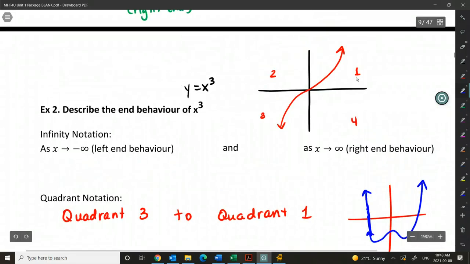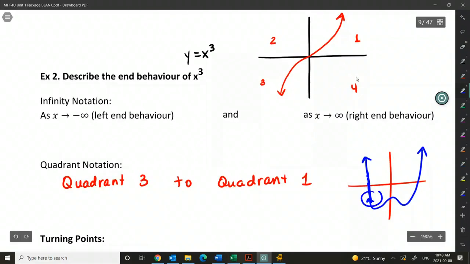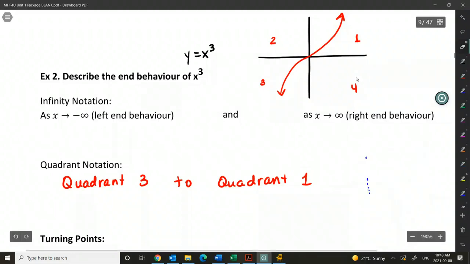So this, I can extend it as much as I want, and this is always going to be in quadrants 1 and 3. This one, I didn't extend it far enough, because there's an arrow on there, so it keeps going. So just be mindful about that.